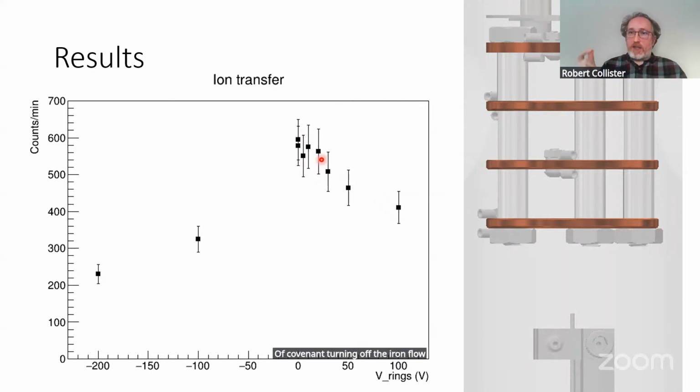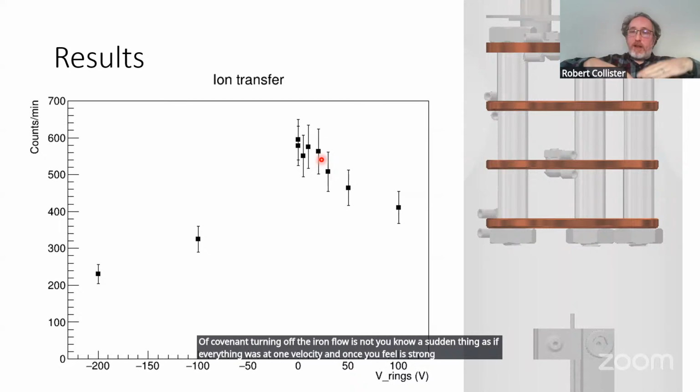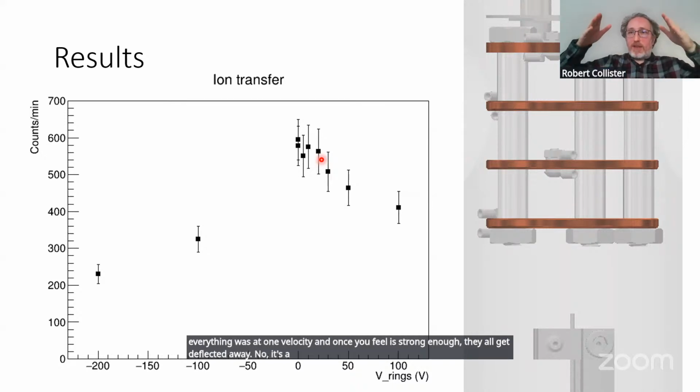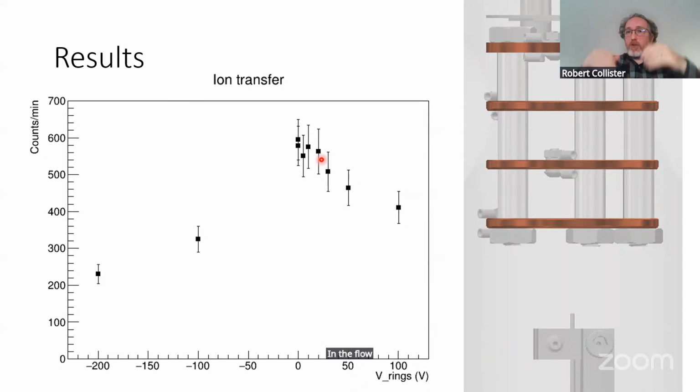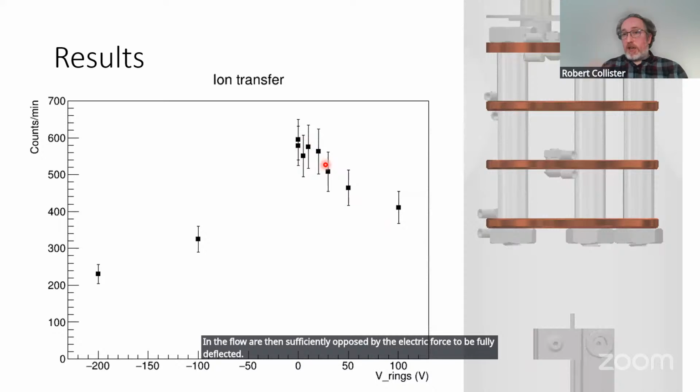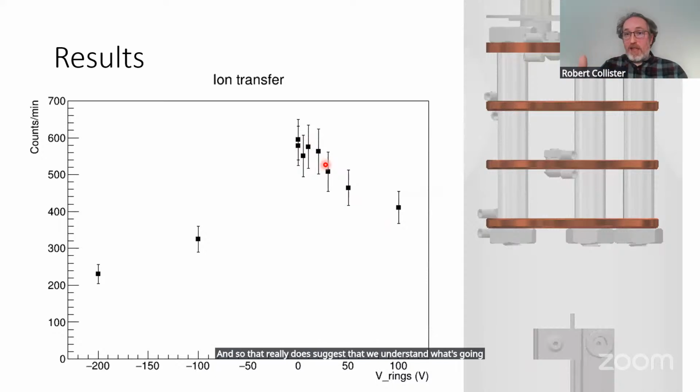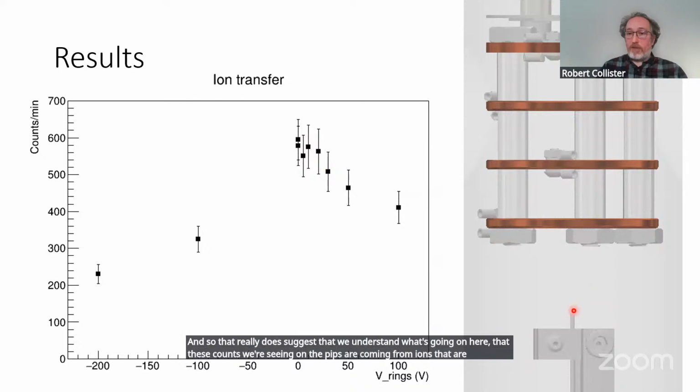It's not a sudden thing as if everything was at one velocity, and once your field is strong enough, they all get deflected away. No, it's a gradual turn off as the layers in the flow are then sufficiently opposed by the electric force to be fully deflected. And so that really does suggest that we understand what's going on here, that these counts we're seeing on the pips are coming from ions that are coming from the capillary and not ones that are decaying from a radon somewhere in the electric field region that then that daughter gets pushed onto the pips.